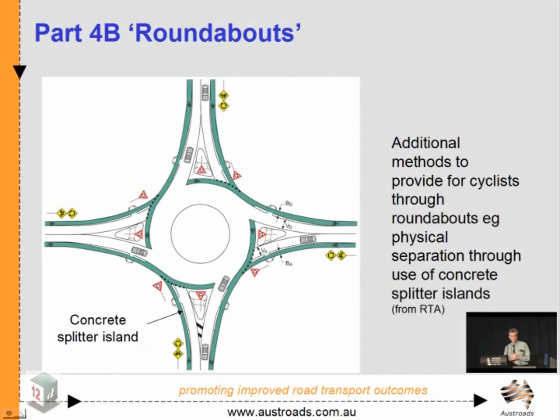This one here shows a concrete splitter island as an alternative to separate the cyclists from the motorists at the entry and the exits. We couldn't get any consistent approach agreed to how to get cyclists through roundabouts. So what was presented in the Austroads guides in Part 4B is a number of options available to designers without actually saying which one would be the best. So we tried to get agreement even from the bicycle lobby, the cyclist lobby, to say what's the best way to get through, and there's disagreements all around. So what was presented is just all the options.